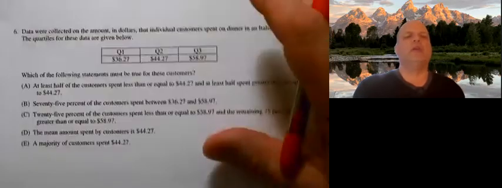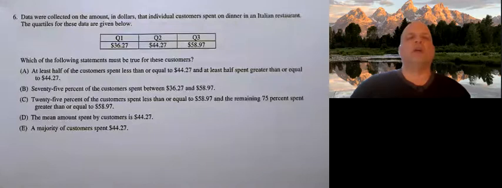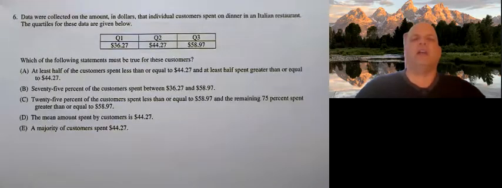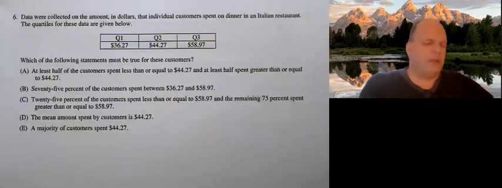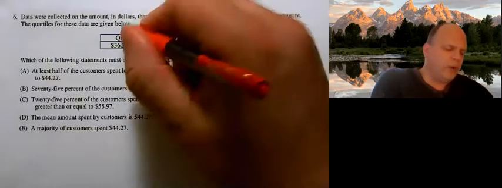Number 6, data were collected on the amount in dollars that an individual customer spent on dinner in an Italian restaurant. The quartiles for the data are given below. So we have Q1, which is 25%.